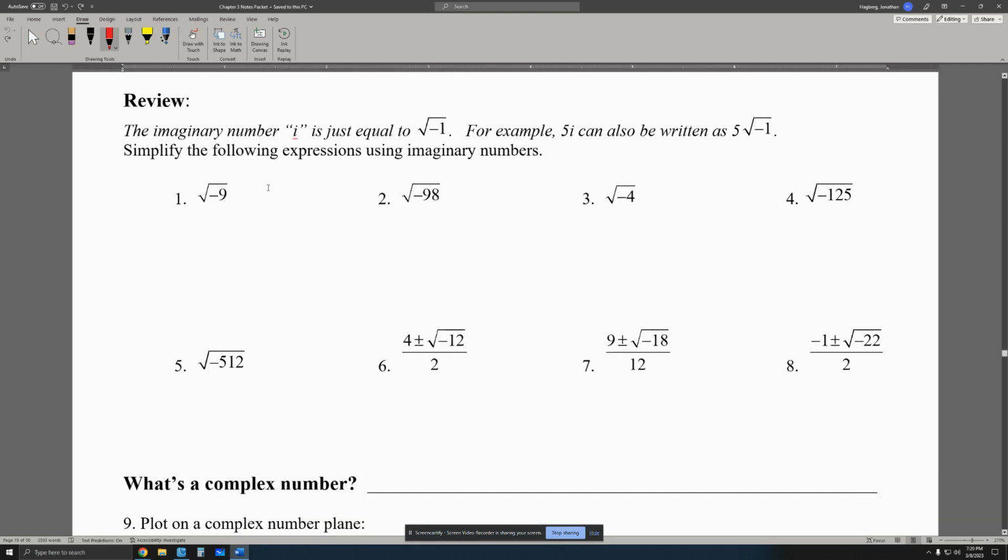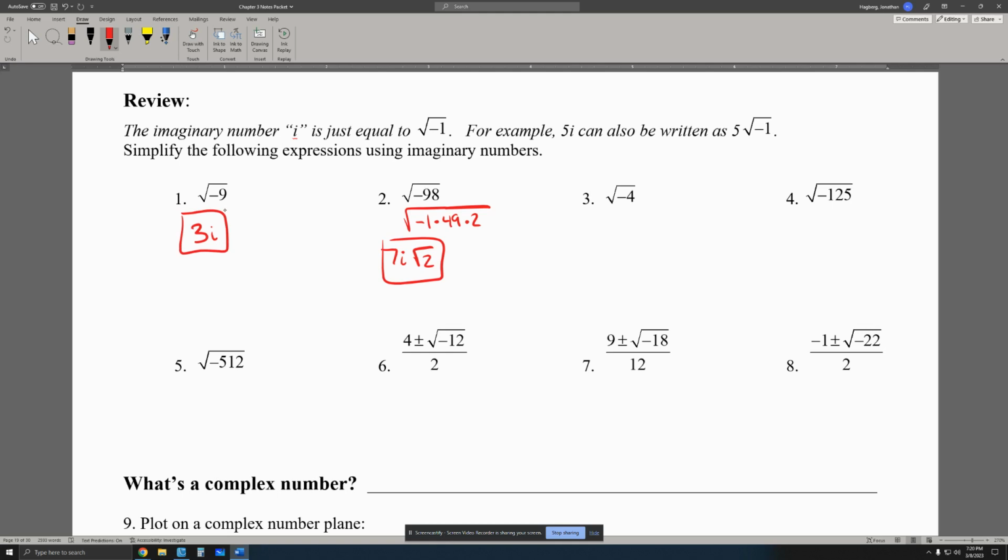So now I want to just rewrite each of these expressions using the imaginary unit. So here we have the square root of -9. This is equal to 3i. The square root of -98, well, I know that this has a factor of 49 times 2, so this would be equal to the square root of -1 times 49 times 2. And so that tells me that I can pull out that -1 and that 49 out of the radical, and we get 7i root 2.